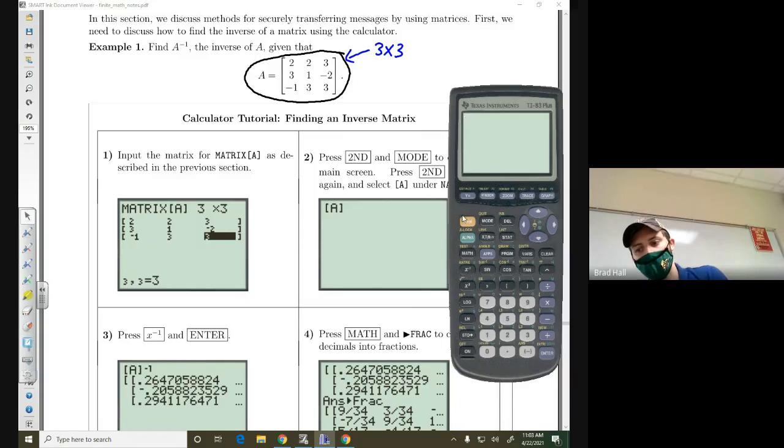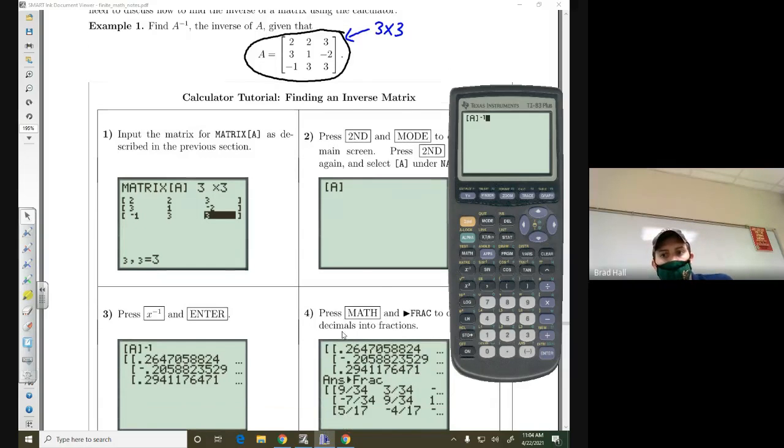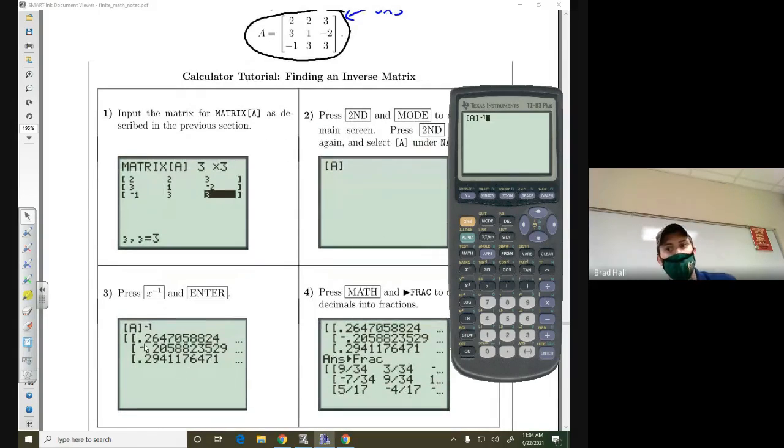When we go back to the matrix menu, we want to call that matrix under names. And you should just have an A on your screen. Now to find the inverse, what you have to do is press x to the -1 by itself. If you do that, a little -1 pops up. So pretty much we're on step 3 here. And when you press enter, this mess is what you should see on your calculator.